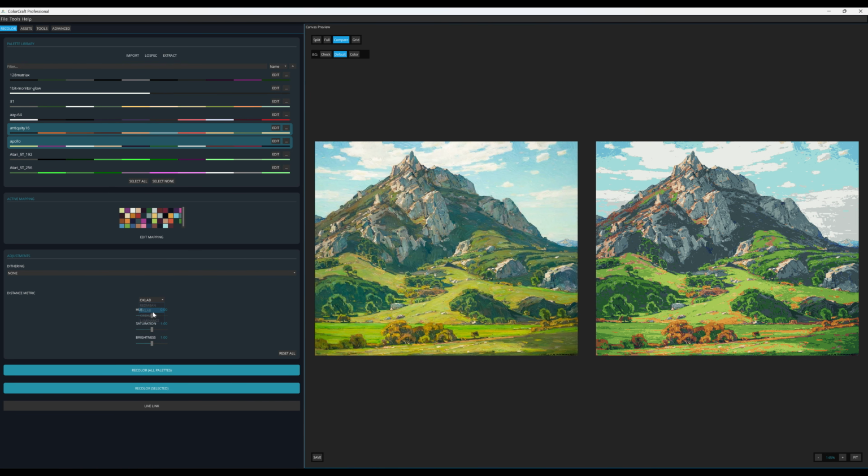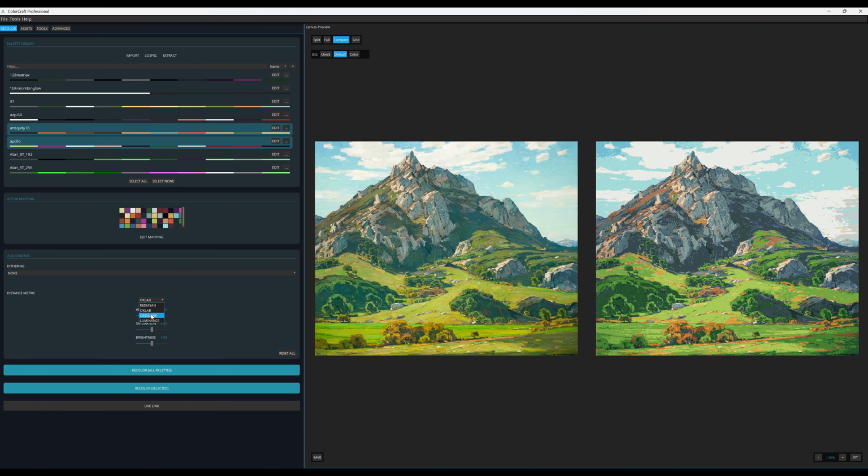OKLAB converts colors to the OKLAB perceptual color space before comparing. OKLAB is specifically designed so that equal numerical distances correspond to equal perceived differences, much better than RGB-based metrics for finding visually closest colors, especially across hue shifts.